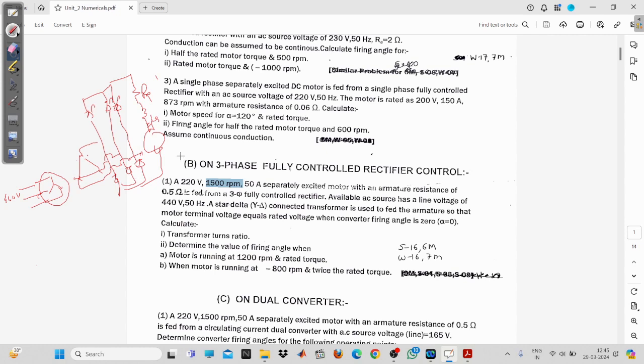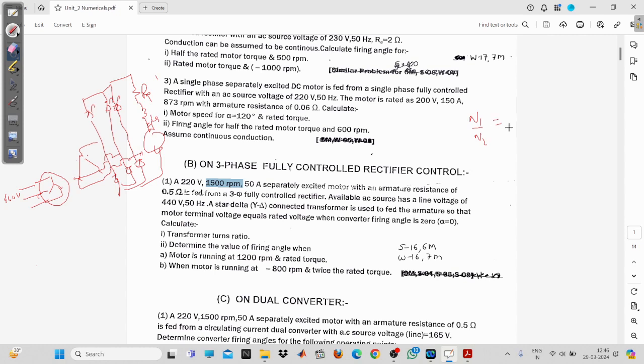So now what is to be evaluated is the turns ratio. Turns ratio means N1 upon N2. This one is the source side and this one is for the secondary side, or you can say the load side. So N1 upon N2 means V1 RMS upon V2 RMS, because the number of turns will be decided by the voltage which you are applying on the turn, on the insulation, you can say.